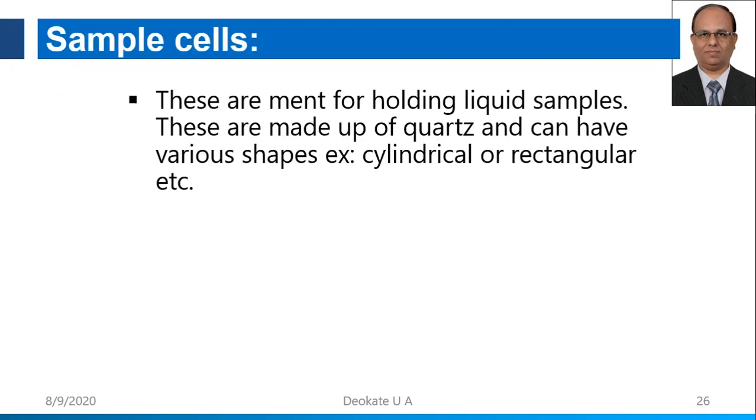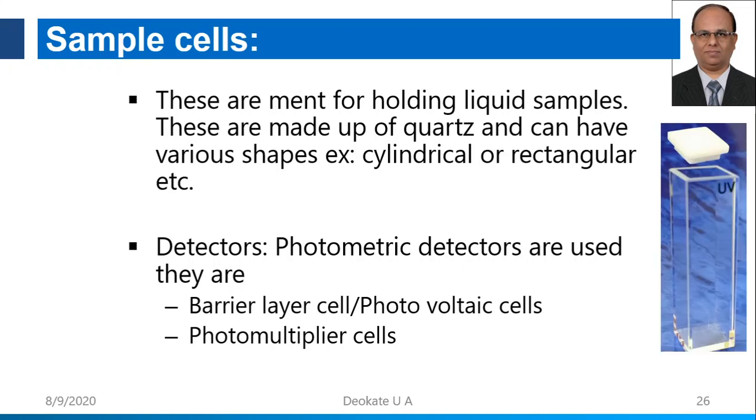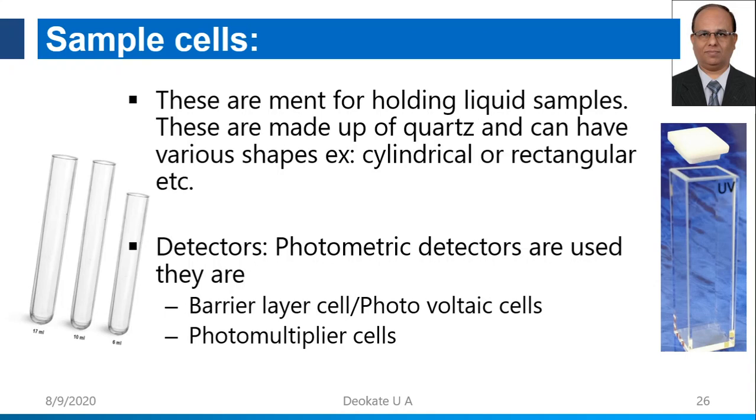Now these are meant for sample cells. These are meant for holding the liquid sample. They are made of quartz and can be given various shapes, for example cylindrical or rectangular. These are the cylindrical sample cells, and these are the rectangular sample cells. One difference you can observe between the cuvettes used in fluorometry and the cuvettes used in spectroscopy. What difference are you observing in this?